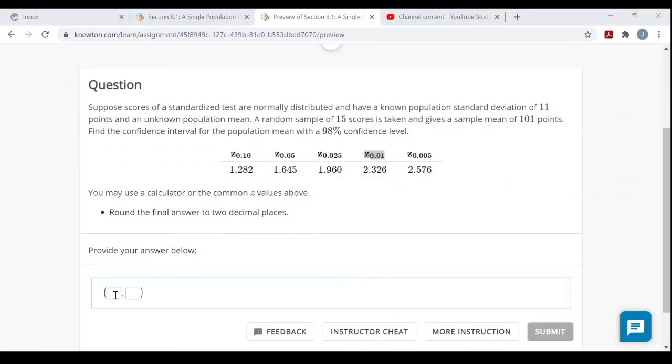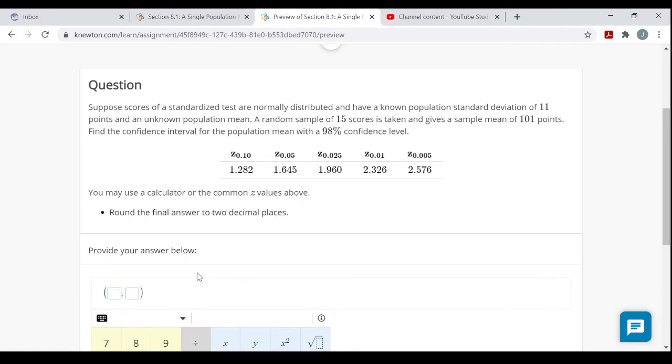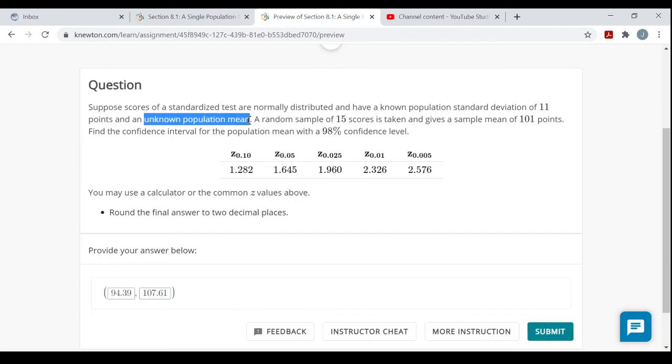98% confidence interval. So I did all that, and I'm entering 94.39 as the lower limit, and 107.61 as the upper limit. So what this means is, given my sample here, I don't know what the population mean is, right? But based on my sample, I'm 98% confident that the population mean is somewhere between 94.39 points and 107.61 points.